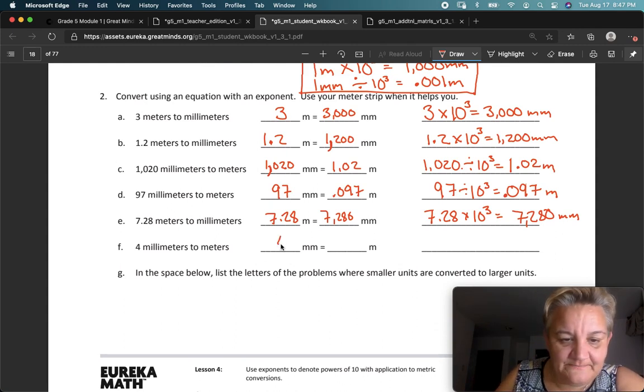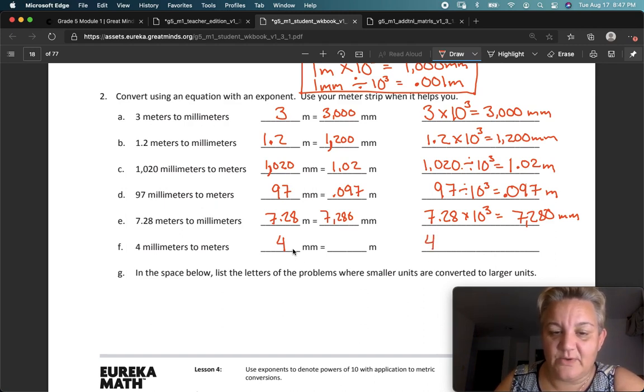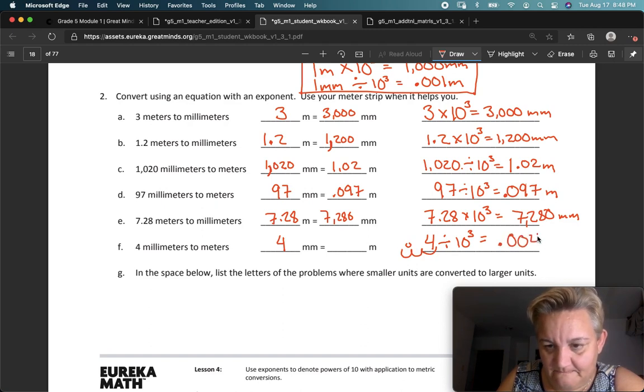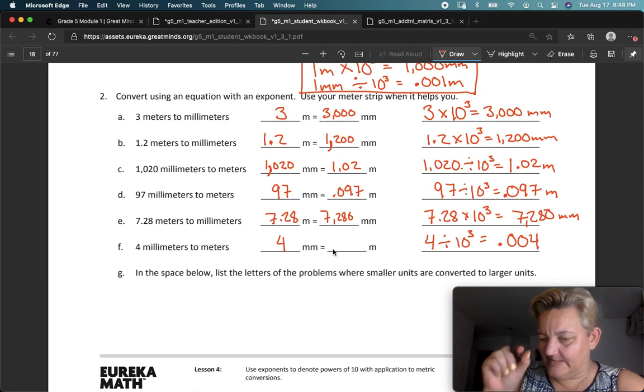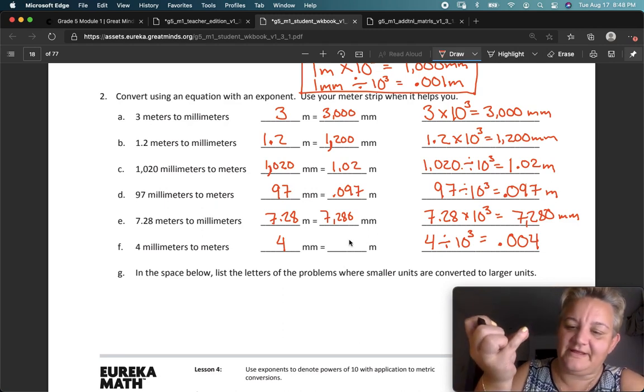Last one. 4 millimeters to meters. Don't get confused just because this number is small. We're still going from a small unit to a bigger unit. So we're going to divide by 10 cubed. And that means I have to move that decimal point over 3 spaces, but there aren't 3 spaces, so I'm going to have to add zeros. So 1, 2, 3. That means I have to add 2 zeros in front of that, okay? All right. Now I have 4 thousandths of a meter. So this is about smaller than my fingernail.